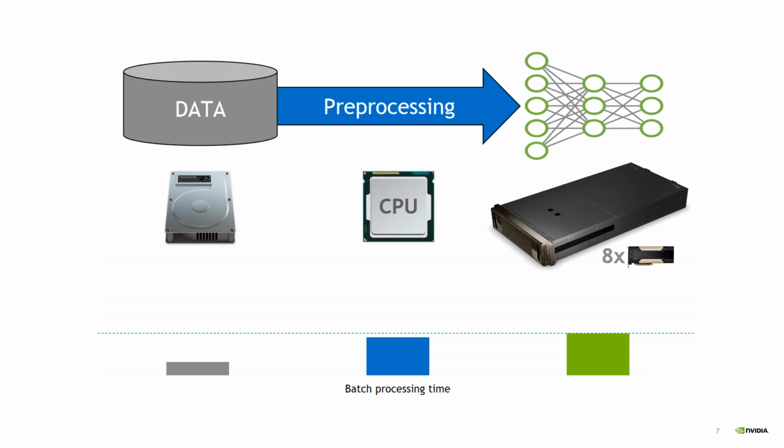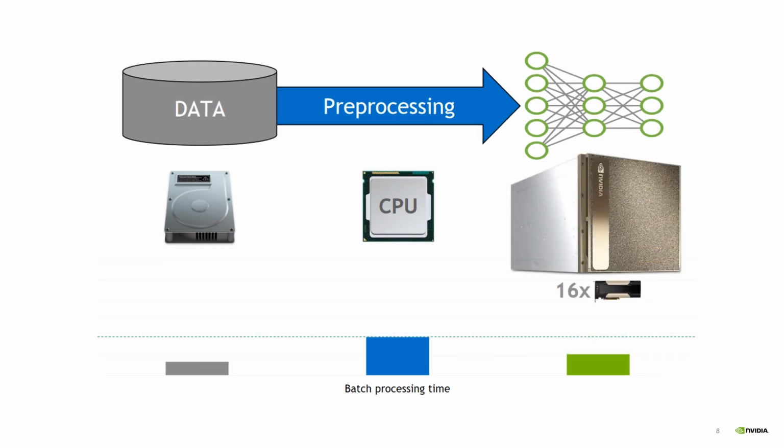The situation became even more critical when networks could be trained across multiple GPUs or multiple nodes. With respect to the preprocessing phase, the training of a large network became shorter, and shorter, to the point that the batch preprocessing time became a big bottleneck of the entire workflow.